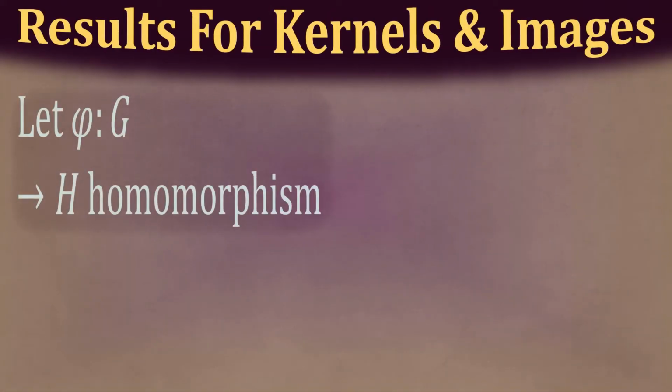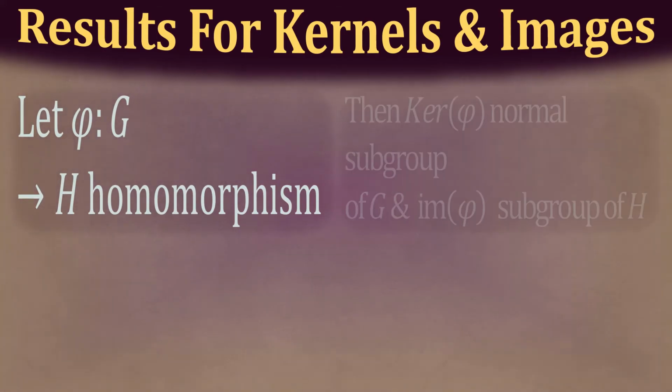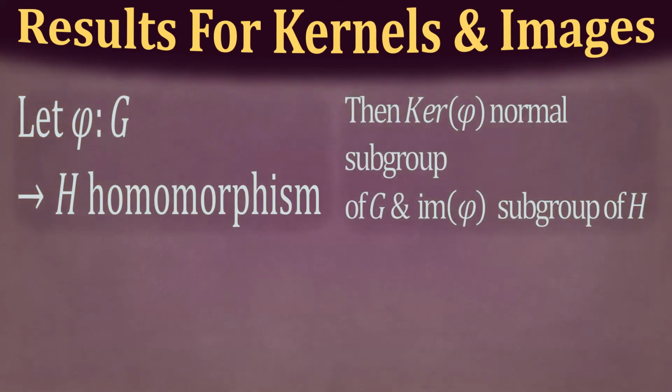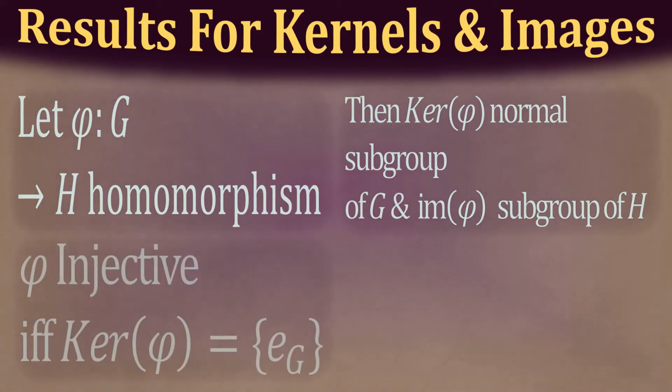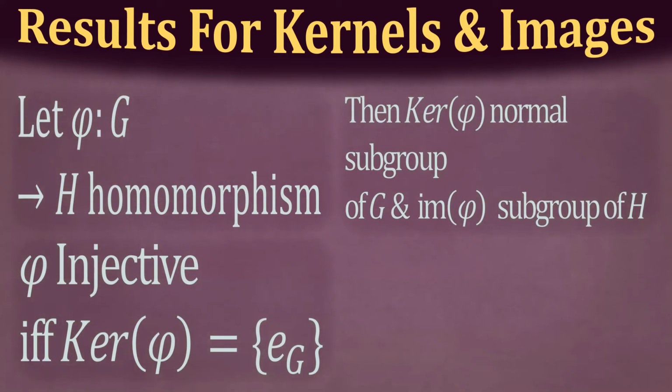Let phi from G to H be a homomorphism. Then the kernel of phi is a normal subgroup of G, and the image of phi is a subgroup of H. Also, phi is injective if and only if the kernel of phi is equal to just the set containing the identity element of G.